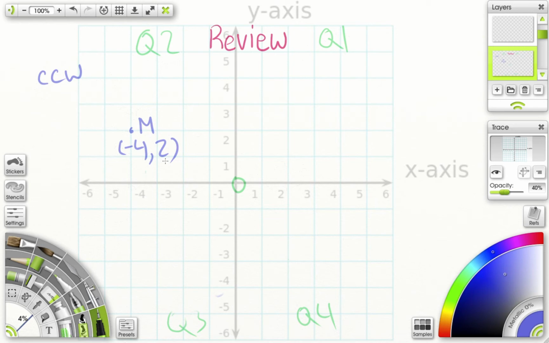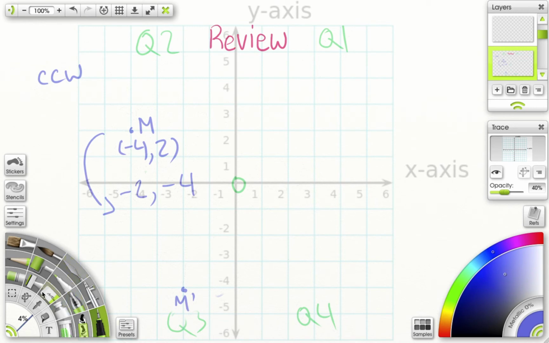a 90-degree rotation counterclockwise means it's going to end up in quadrant 3. To do a 90-degree rotation, I take these digits and switch them around so it becomes 2, -4. However, you'll notice in this quadrant it's negative, negative, so that means my first digit must be negative. Because if it's ending up in quadrant 3, they both have to be negative numbers. And that's it. So I switched them around and made my first digit negative. So I go -2 down to -4. And this is point M prime.